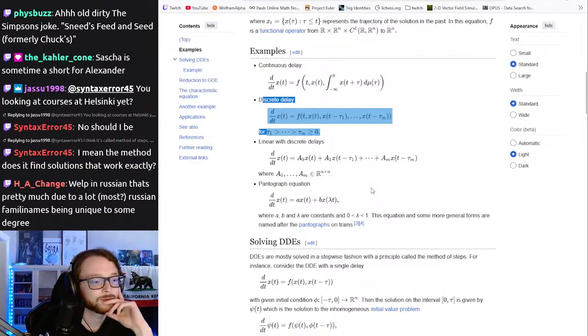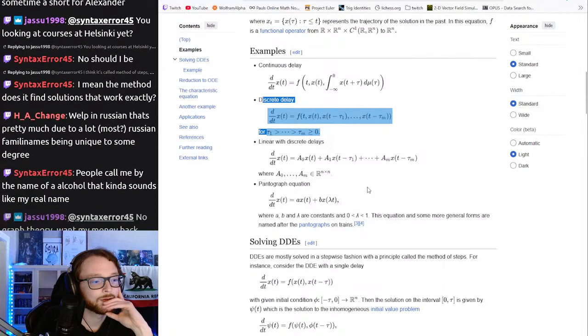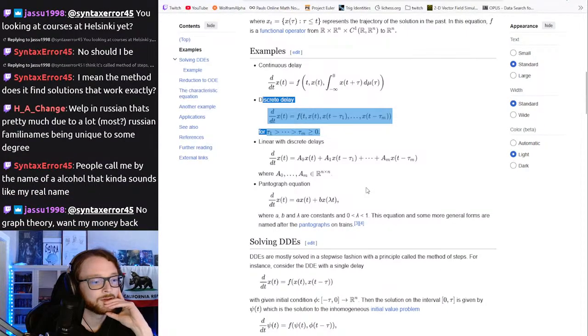A lot of Russian family names being unique to some degree. Oh, okay. The name of an alcohol that sounds kind of like your real name.